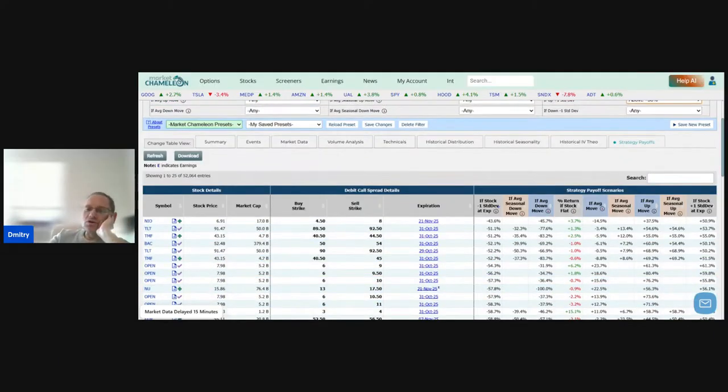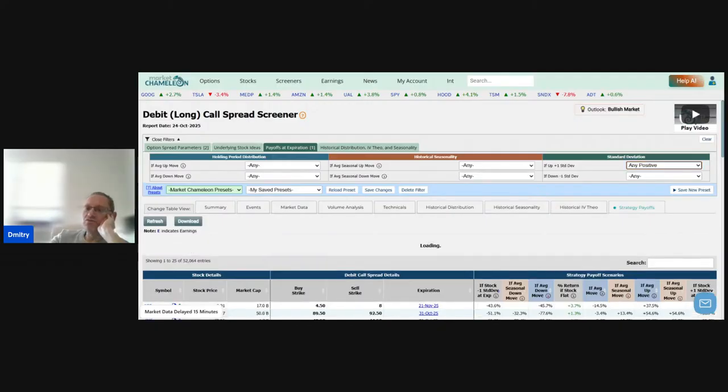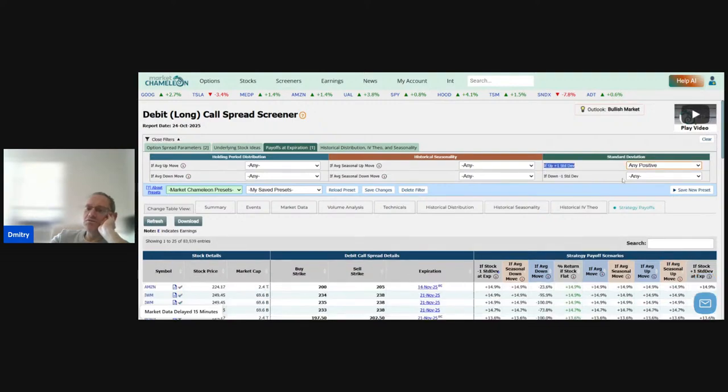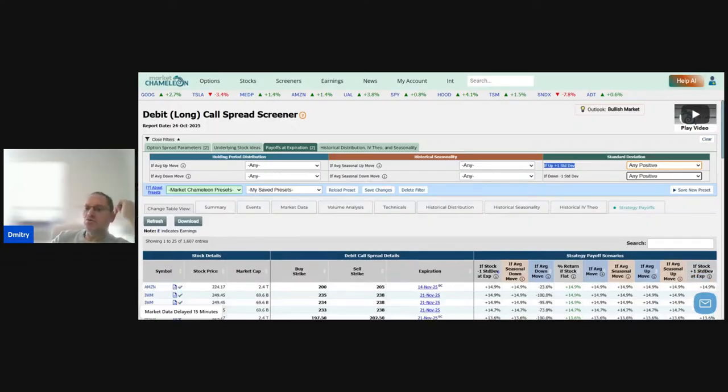What if we do it the other way? What if we say we don't need a maximum gain right now? We just need any positive move up 1 standard deviation, right? And any positive move down 1 standard deviation. So as long as it stays within 1 standard deviation, up or down, we want a positive move.